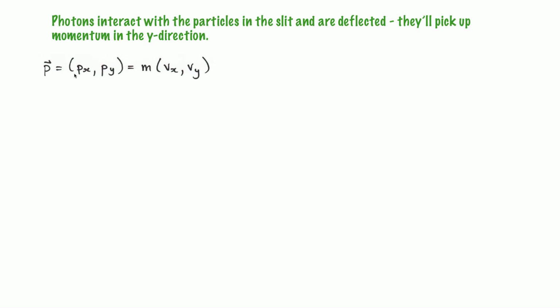Here's our momentum vector, px and py, and we can represent that as mass times vx, vy. We know that the magnitude of the momentum is the square root of the x component squared plus the y component squared. And we also know that the angle that this vector is traveling along is py over px, and the inverse tan of that. So we know the angle that it's going on, we know the magnitude that it's traveling at. Everything's defined as this vector is up here.